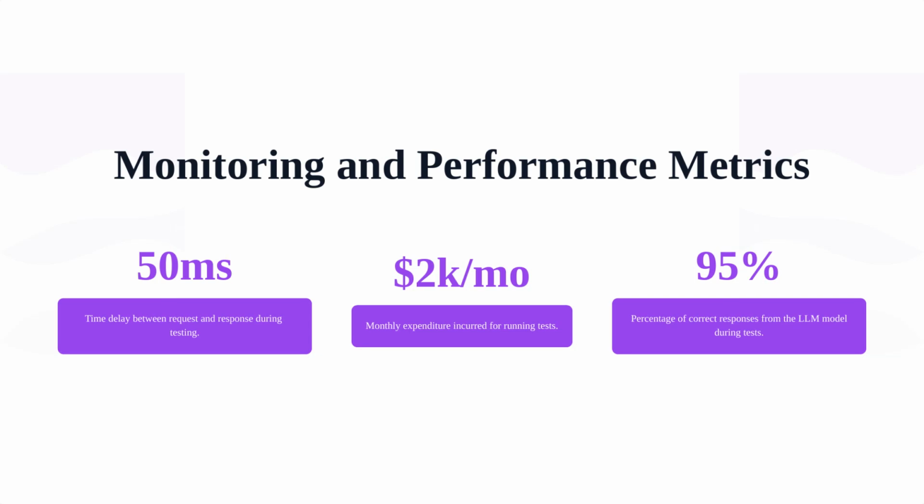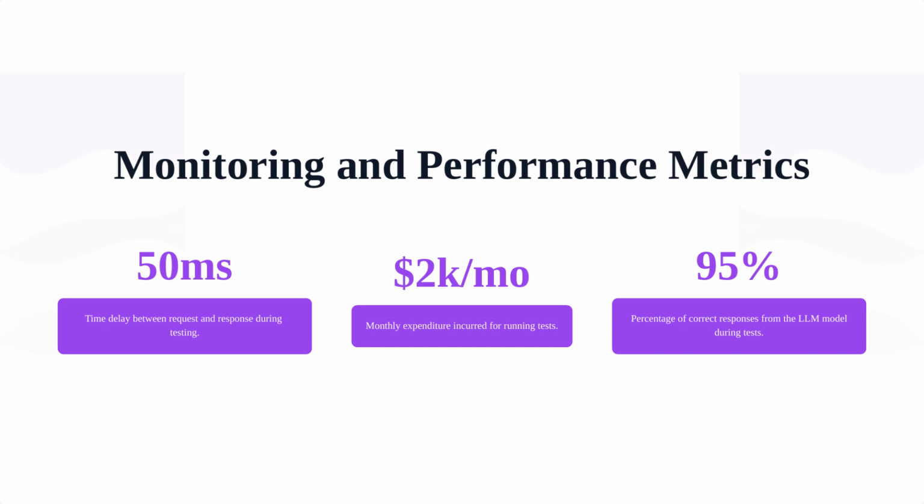Monitoring and performance metrics help us understand how the LLM is performing during testing. On this slide, we're focusing on three key indicators. Latency measures the time delay between a request and the model's response. In this example, the latency is 50 milliseconds, which gives a sense of responsiveness during test execution. Cost tracks the monthly expense of running these tests. Here, the estimated cost is $2,000 per month, which is useful for planning and scaling automated evaluations.